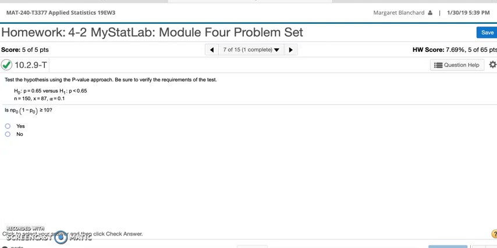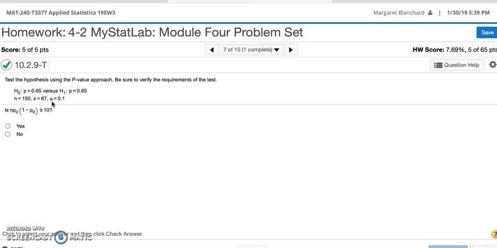Problem number 7, test the hypothesis using the p-value approach. Be sure to verify the requirements of the test. So in this problem, we don't have to come up with the null and alternative hypotheses. We're given the null hypothesis is p equal to 0.65. The alternative hypothesis is p less than 0.65. Here our number of observations is 150. Our number of successes is 87, and we're looking at alpha equal to 0.1.